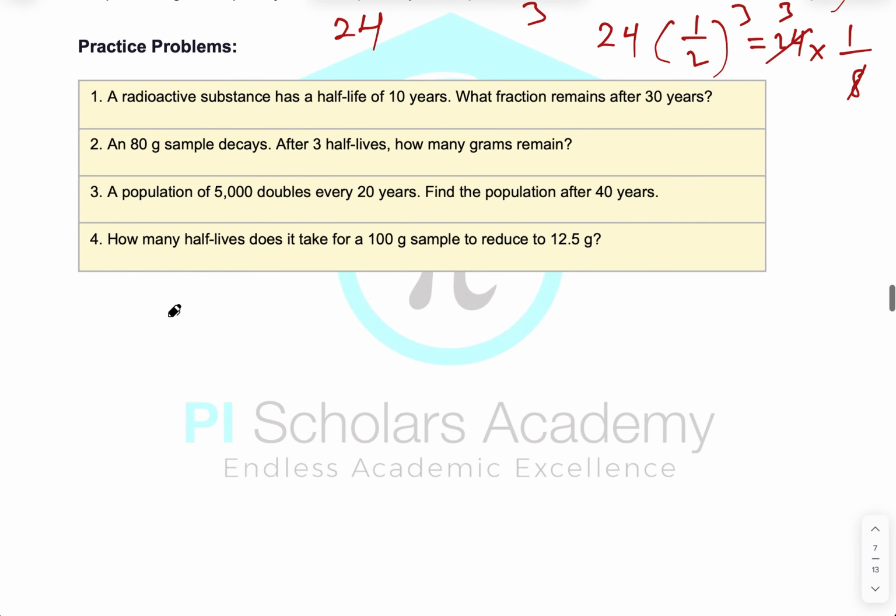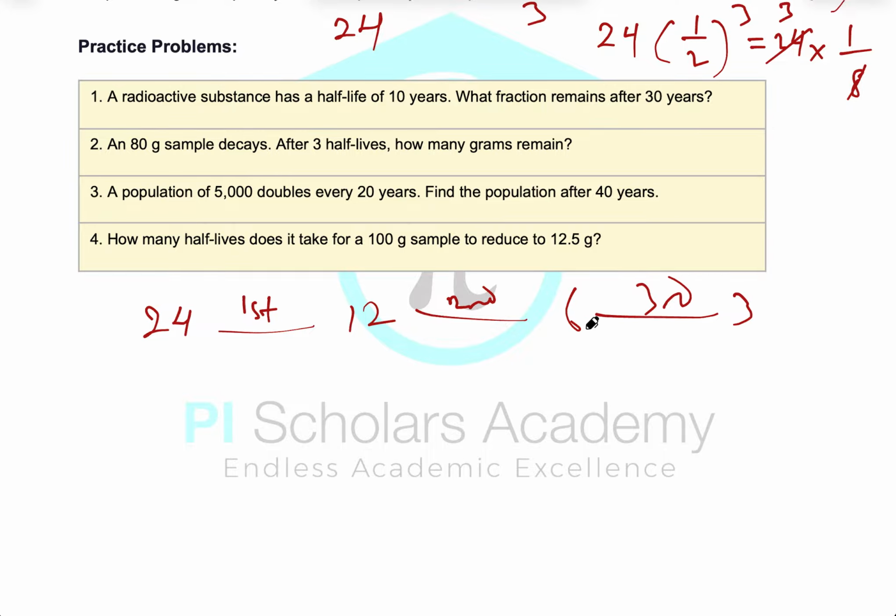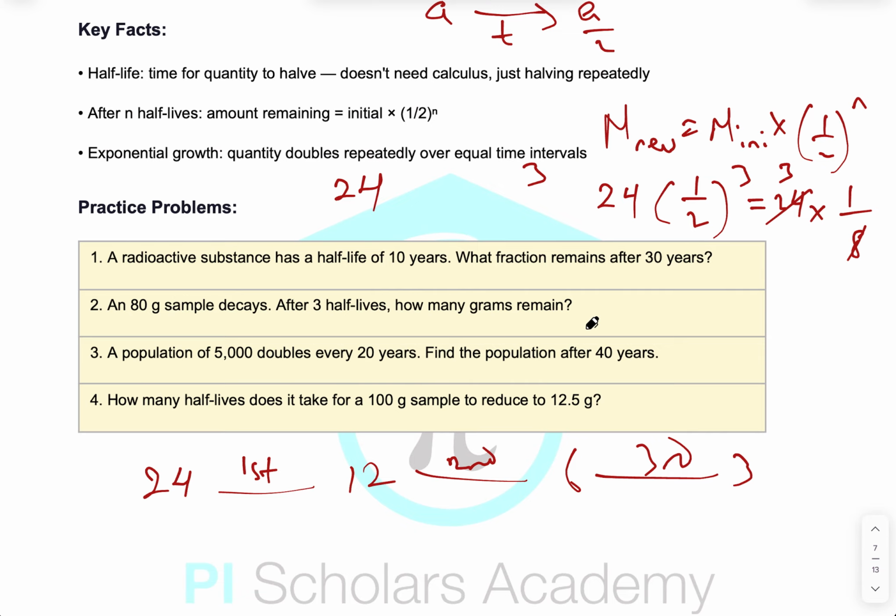And let's test that to confirm. So 24, what it will become is what? 12. That is the first half-life. Then after 12, another half-life, the second one, they will become what? 6. That is half of what they were before. Another half-life from 6, they will become 3. And that is the third half-life. So you can see the way the half-life thing works.